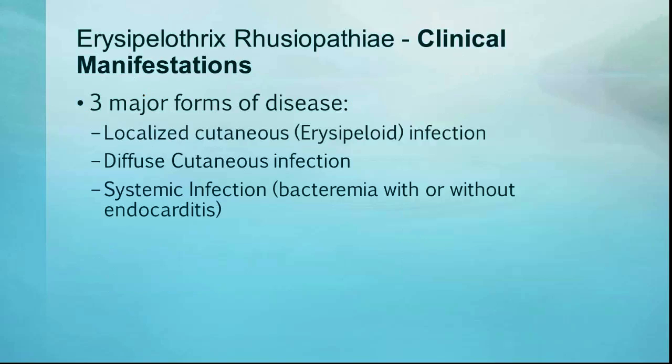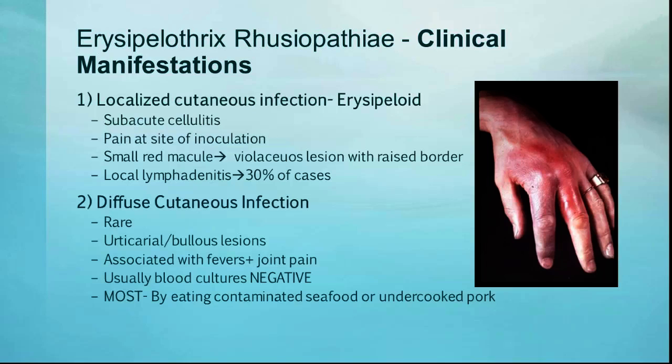So this one has kind of an extensive manifestation. It can either present as a localized cutaneous infection, which is called erysipeloid. It can also present as a diffuse cutaneous infection and a systemic infection. So we'll talk briefly about all those three.